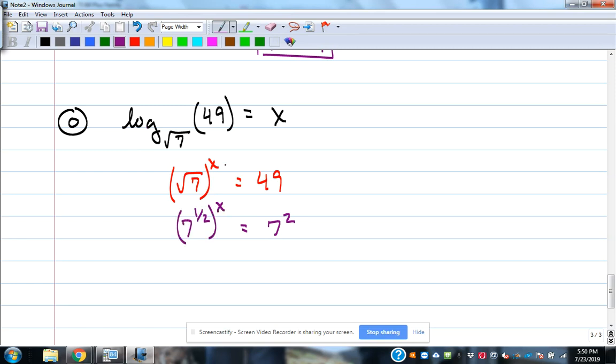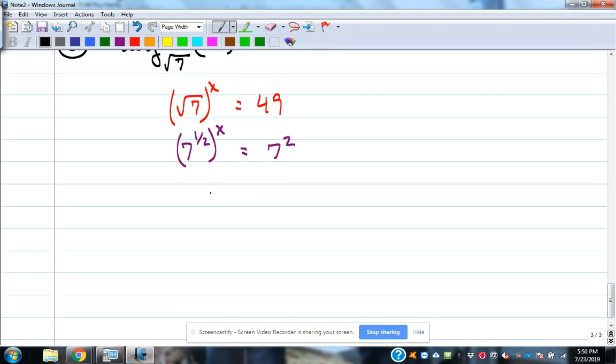So again, we took a logarithm and rewrote it as an exponential. Well, that triggers, hey, let's write everything as an exponent if we can. We've got a square root, so we're going to rewrite it as an exponent. So here we have 7 to the 1/2 x is equal to 7 squared. The bases drop out. 1/2 x is equal to 2. Divide by 1/2.